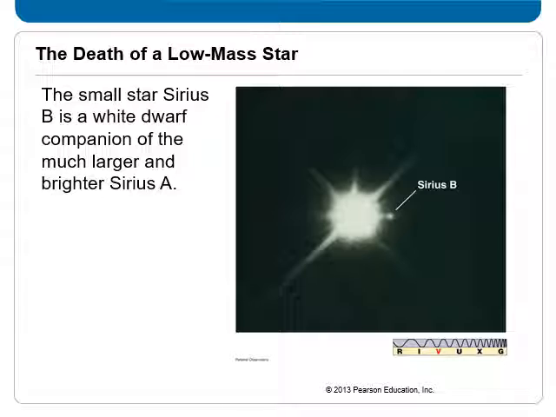When fusion stops, the star becomes a dwarf. Sirius B is a white dwarf companion of the larger and brighter Sirius A. The white dwarf is considered dead, and it will cool gradually over a long time. However, there is a way to bring them back to life. The zombie natures of some white dwarfs will be discussed in the next lecture.